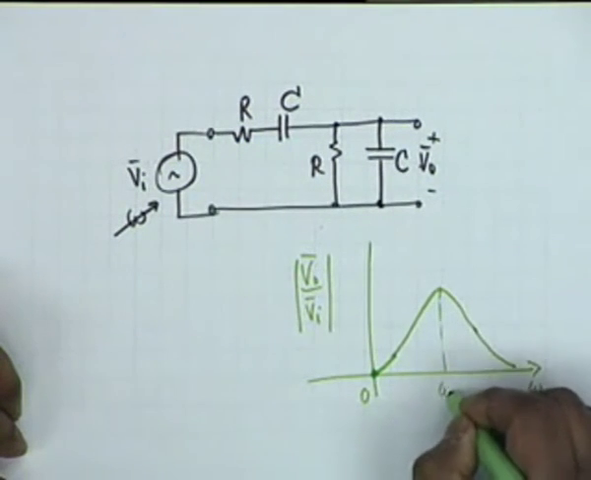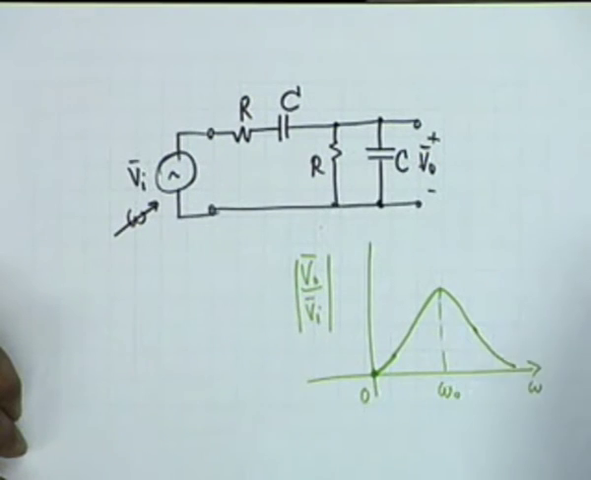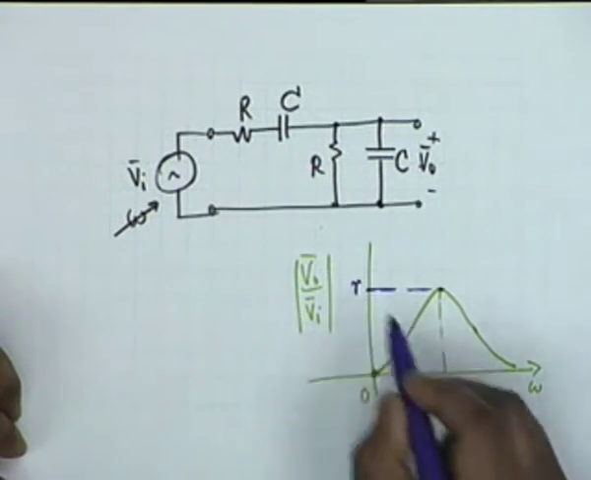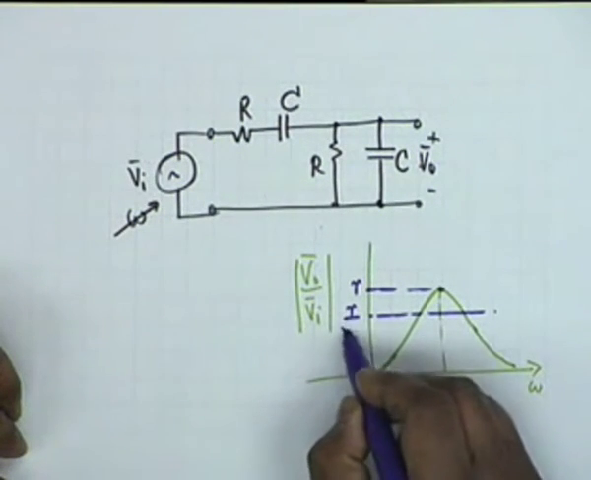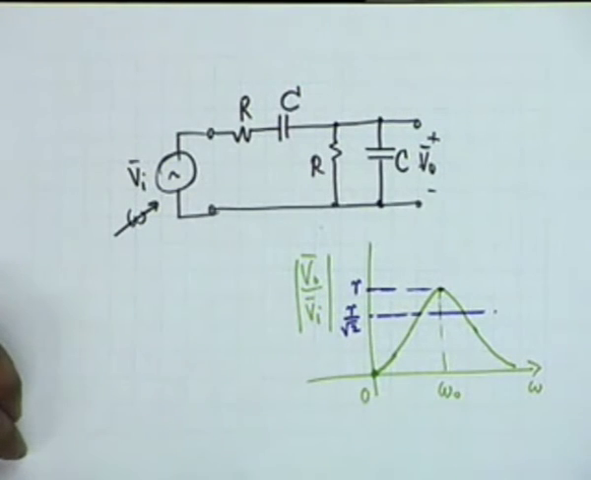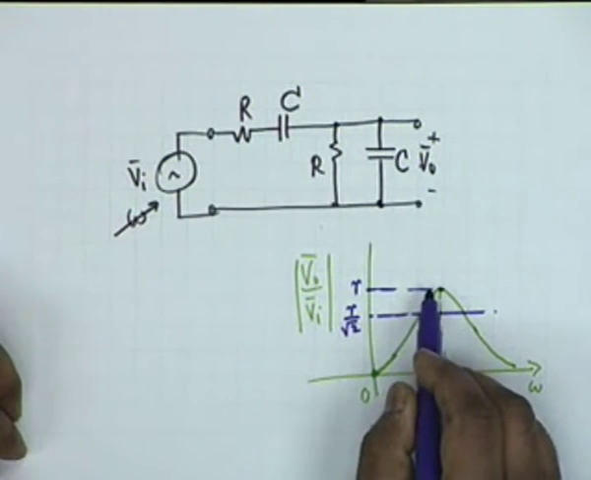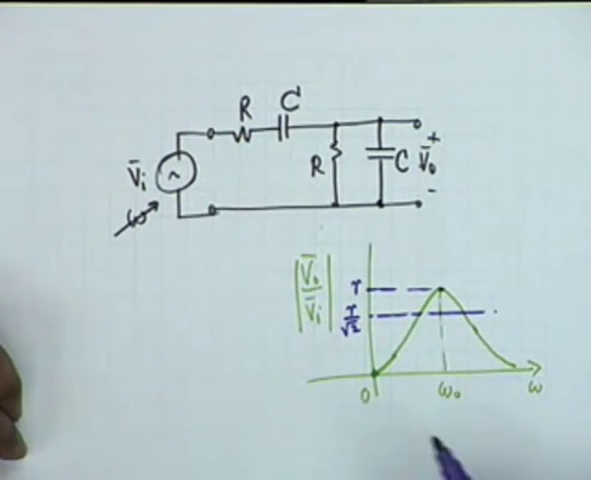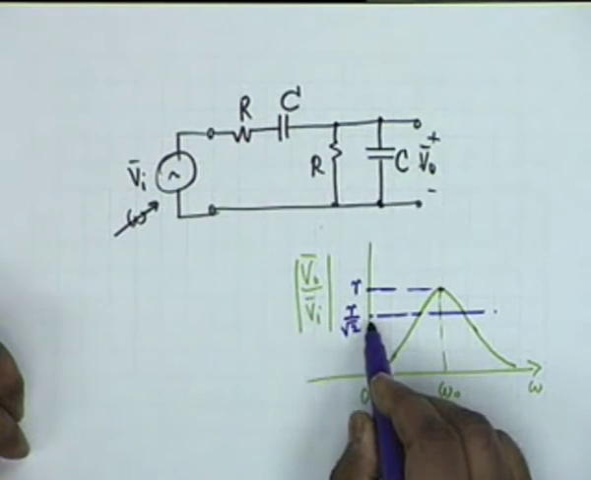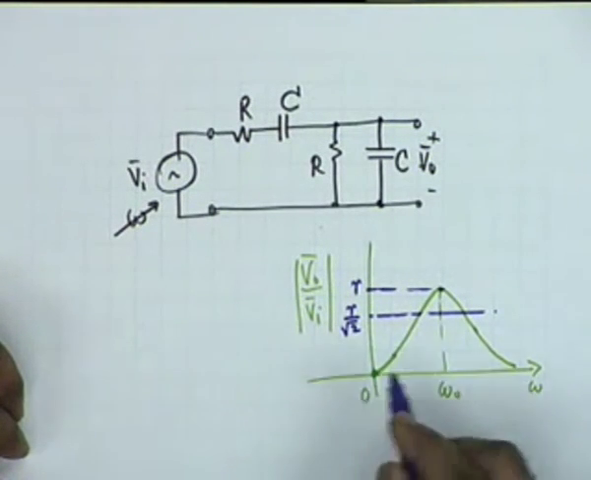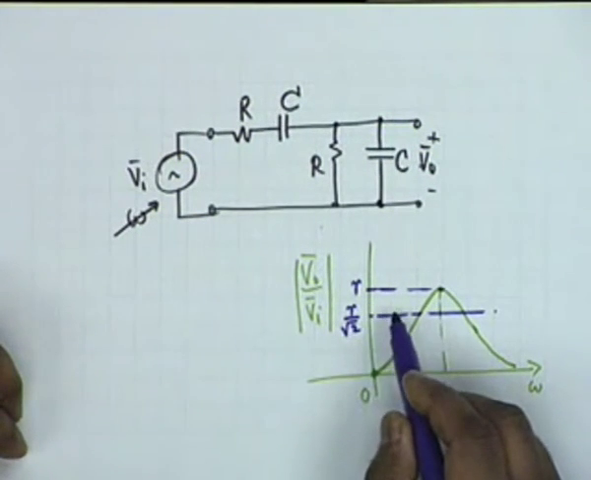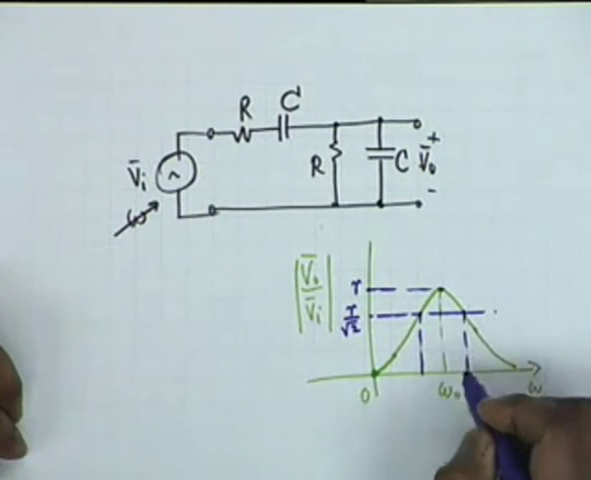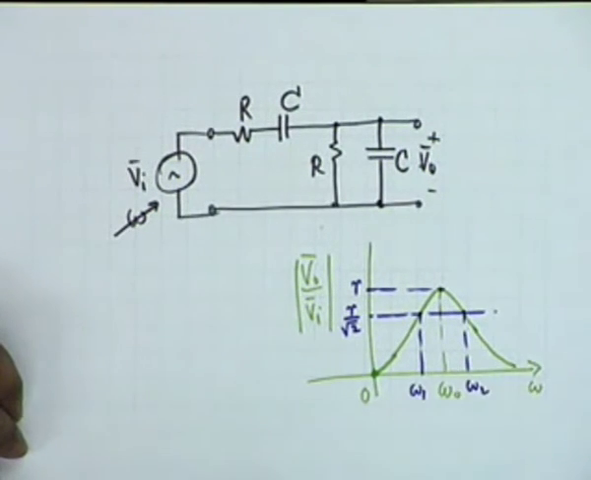If this frequency is omega 0, and this response is, let's say, R, then you find out where the response is R by root 2. This is not necessarily 1. At some frequency there will be a maximum. Let's call this maximum value small r. Find out the two frequencies at which the response shall be 70.7% of the maximum response. That is, you find out these two frequencies, omega 1 and omega 2.